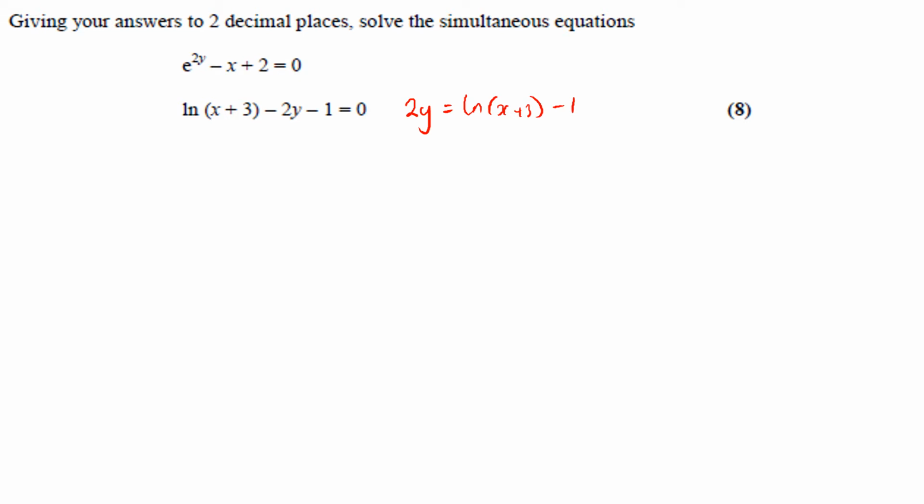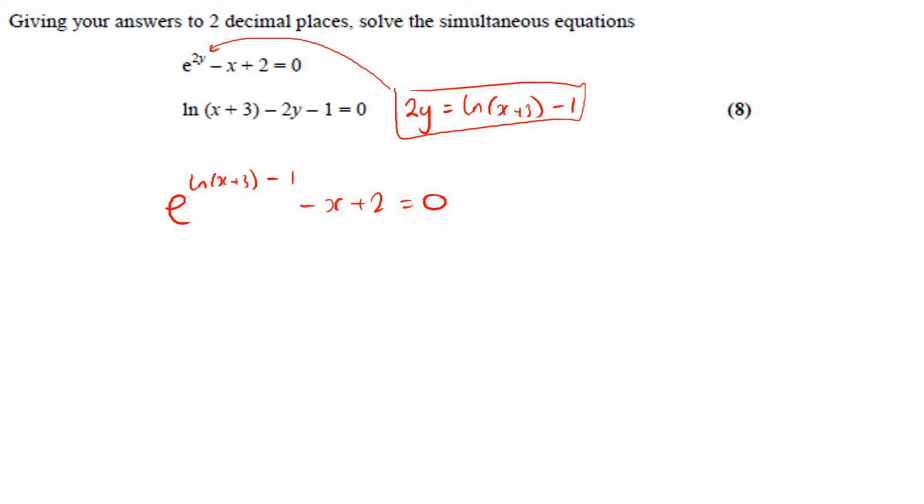The reason I'm going to do that is I can take this 2y and substitute it into e to the power of 2y. So we can make that e to the power of ln of x plus 3 minus 1, and then minus x plus 2 equals 0. Why have we done that? Well, e to the ln cancels out, and we've just got to deal with the fact that we've got this minus 1. So how are we going to do that?